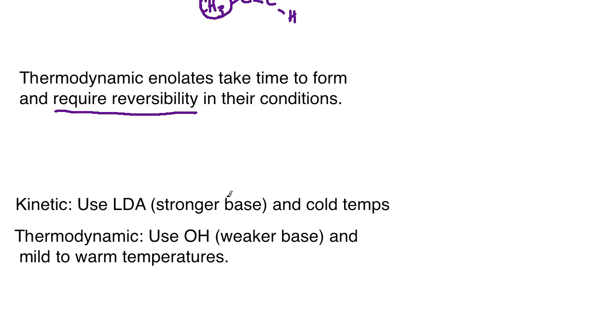Now, how do we get reversible conditions versus irreversible conditions, meaning the kinetic enolate forms and then we lock that kinetic enolate in. It's not allowed to go back and be reversed into the thermodynamic enolate, okay? So for kinetic control, the use of a stronger base is important, okay? And cold temps are also important. So cold temperature is very important here. And that does 2 things.